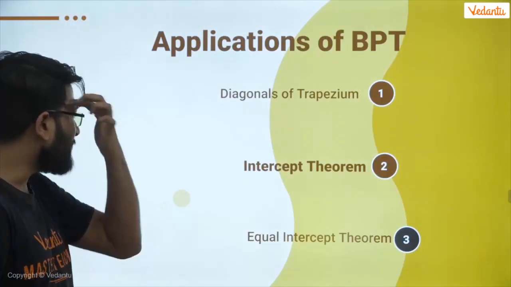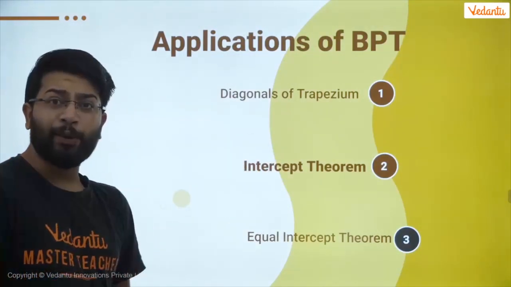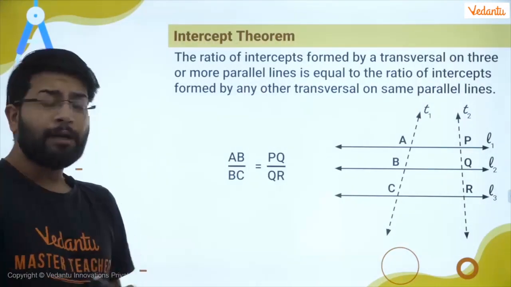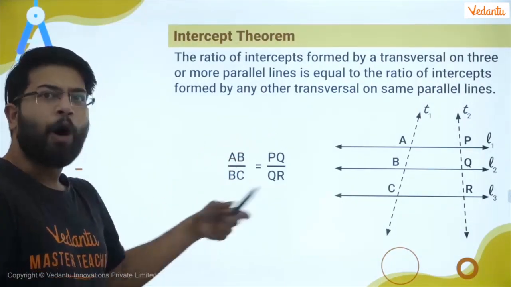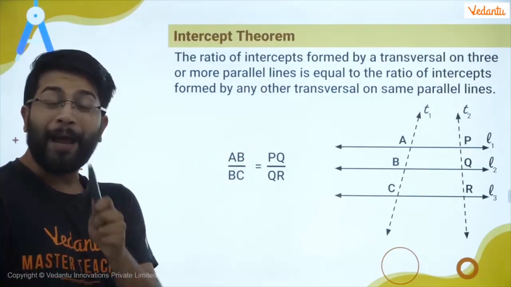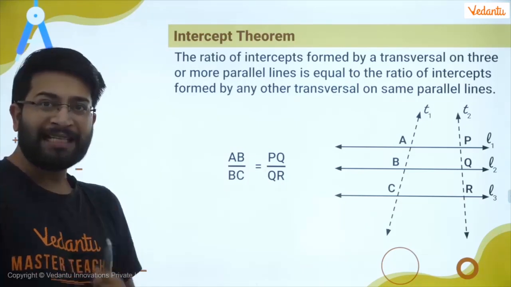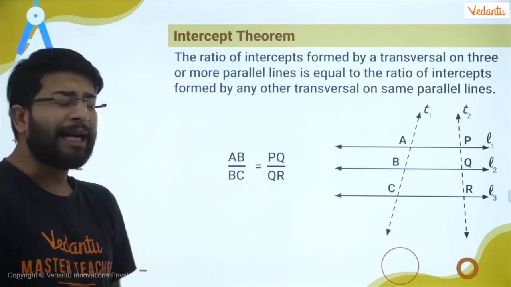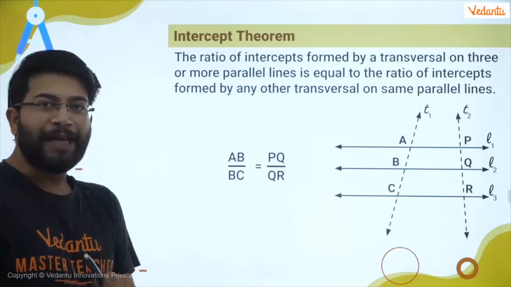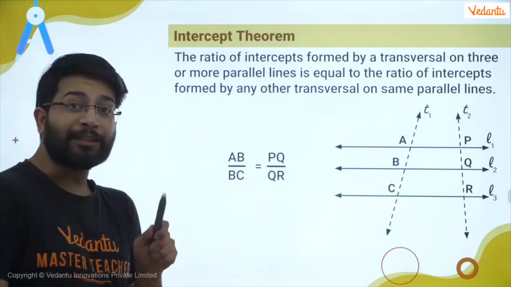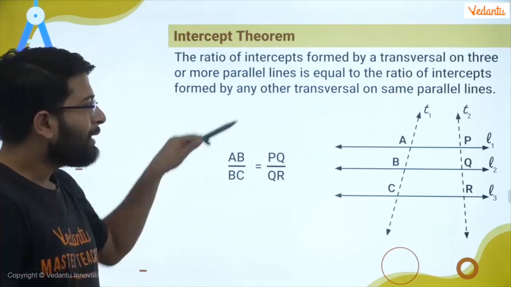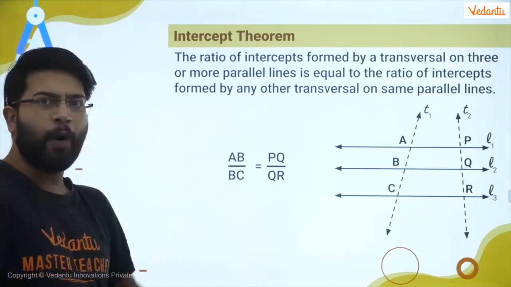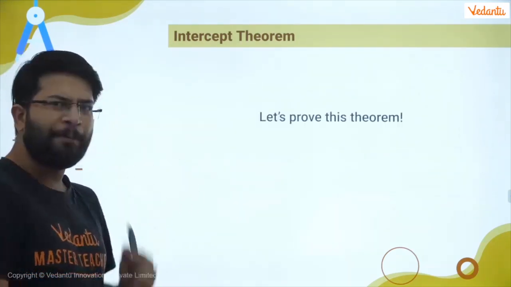Very good. Now, champ, let's see how we can use BPT in order to prove the intercept theorem. If we have three or more lines which are parallel to each other, and two or more transversal lines intersecting them, then the ratio of intercepts, that means AB upon BC, will be equal to PQ upon QR. Now, champ, let's see how we can prove this.